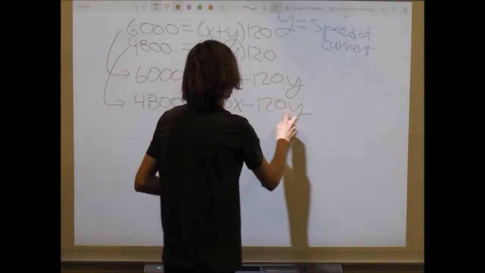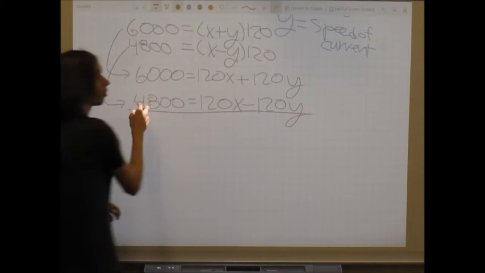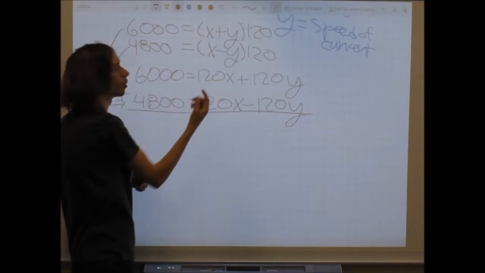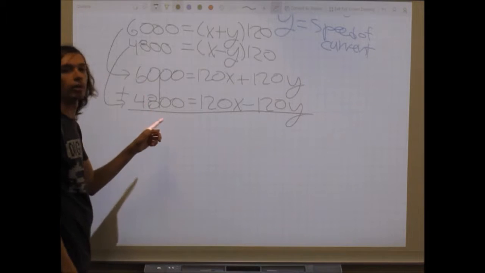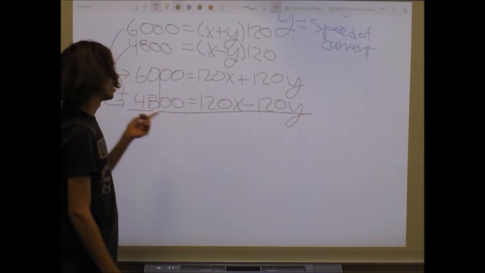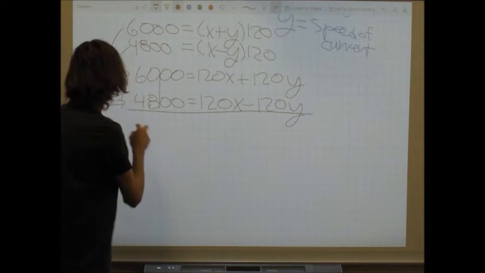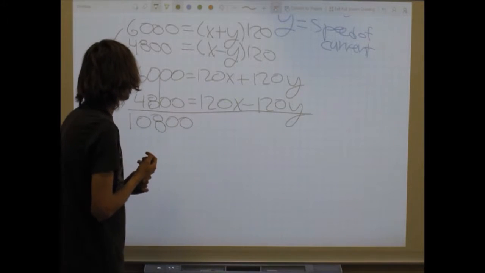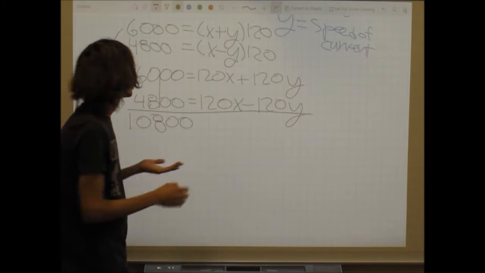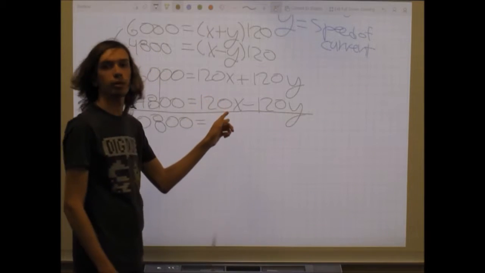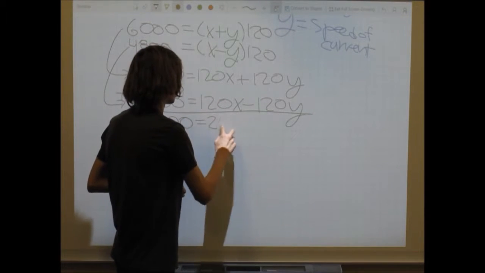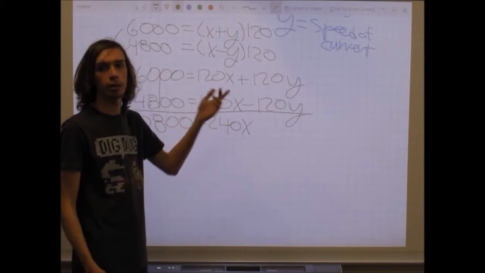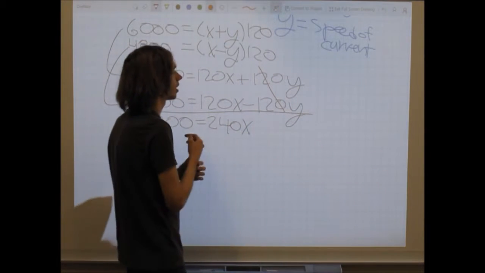So let's do that. We're adding them, so I'll put a plus here. And so 6,000 plus 4,800. One way to look at this is just do 60 plus 48. I know 60 plus 40 is 100, and then we have that 8 left over, so that's 108, right? And then we just have these two zeros. So that's 108,000. And then 120x plus 120x is going to be 240x, right? And then plus 120y and minus 120y, those are the ones that eliminate. So those cancel. That's just plus 0, basically.